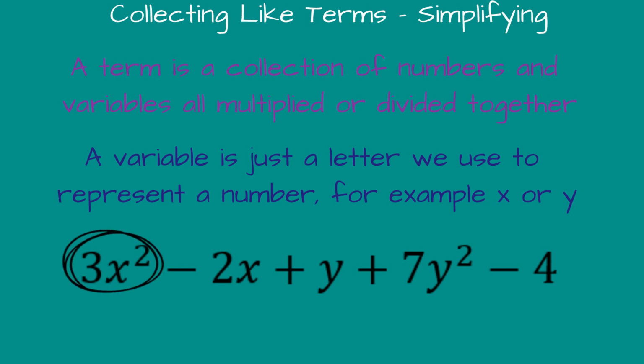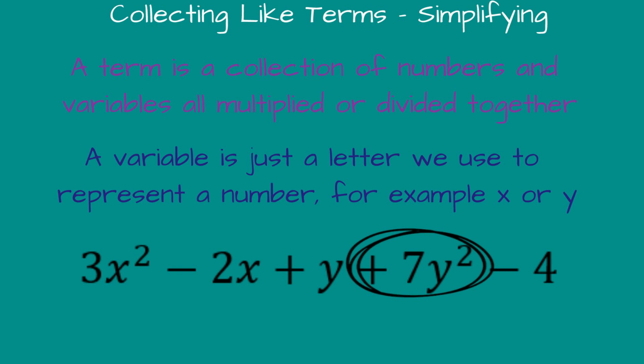This expression has an x squared term, an x term, a y term, a y squared term, and a number term. To simplify an algebraic expression, you collect like terms together. You add together those terms that have the same combination of variables to simplify and shorten the original expression.